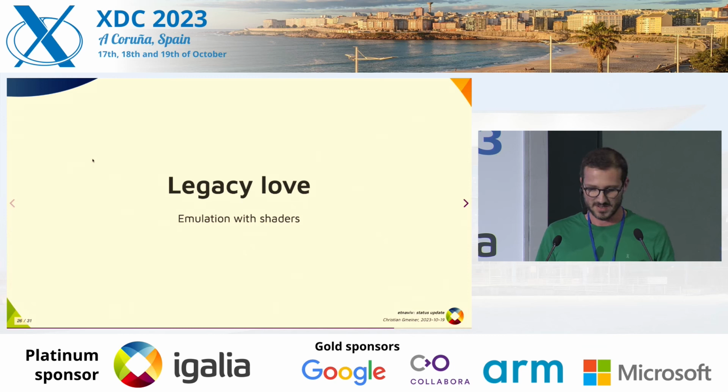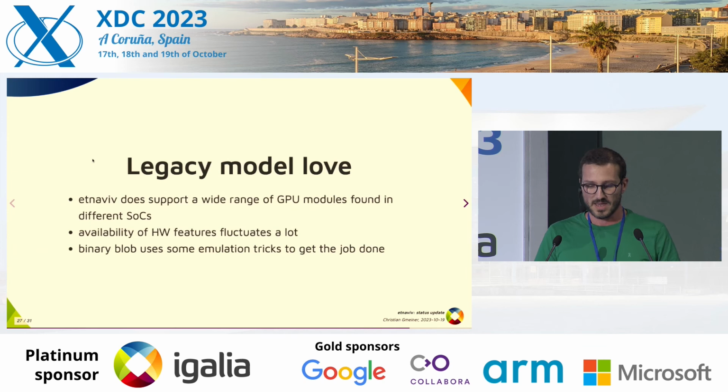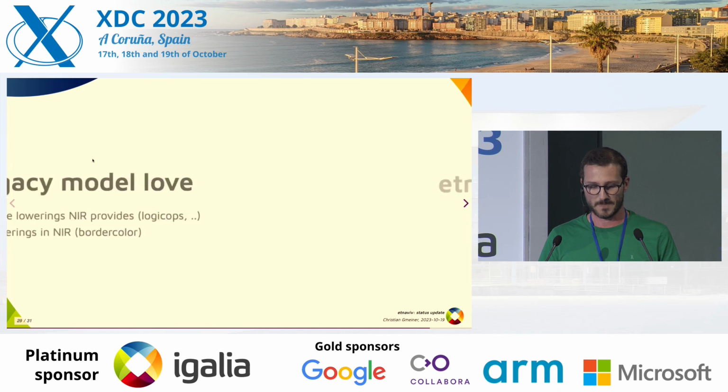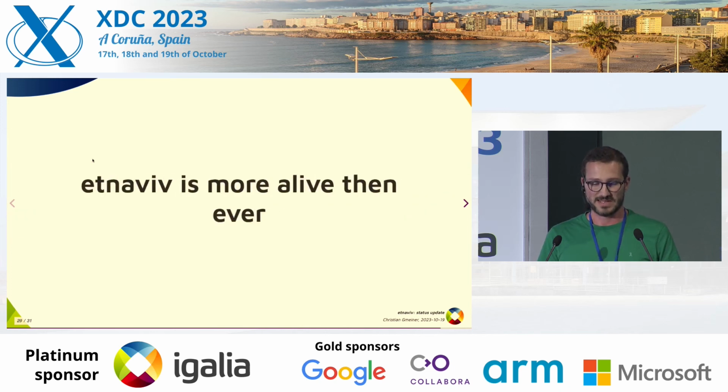So now a quick talk about legacy love. The etnaviv GPU stack will bring new features to all the GPU models with the help of shader magic. Etnaviv supports many GPUs with different supported features, and the binary blob does some legacy tricks in the shader, and so does etnaviv. The plan is to make more use of these shader emulations, for instance, to emulate logic ops and do our own lowering specific to etnaviv, like border color lowering. From time to time, etnaviv feels a little bit dead, but I think that these times are now changing.